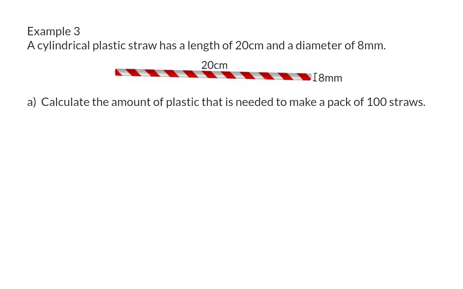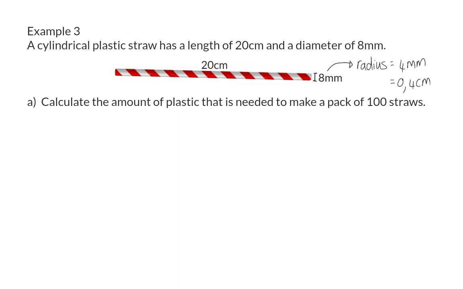Example 3. A cylindrical plastic straw has a length of 20 centimeters and a diameter of 8 millimeters. Question A. Calculate the amount of plastic that is needed to make a pack of 100 straws. Firstly, you need to recognize that the two given measurements have different units, centimeters and millimeters. The 8 millimeters is the diameter of the circle, which means the radius is 4 millimeters, and converting the 4 millimeters to centimeters will be 0,4 centimeters.